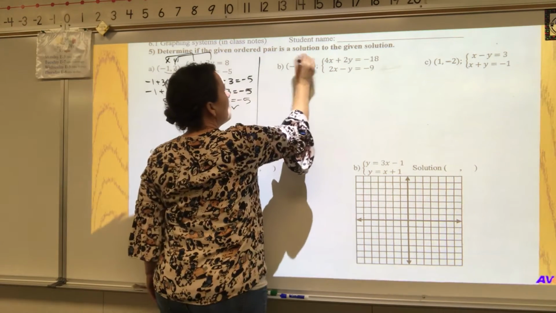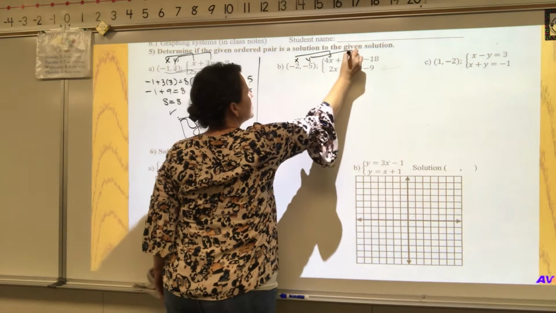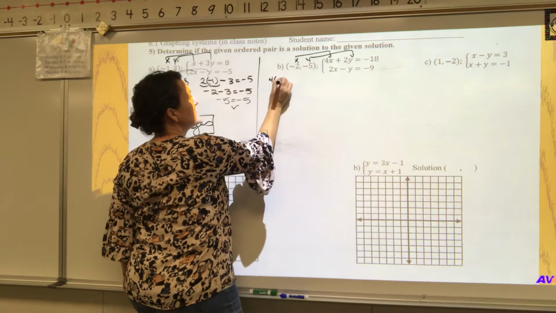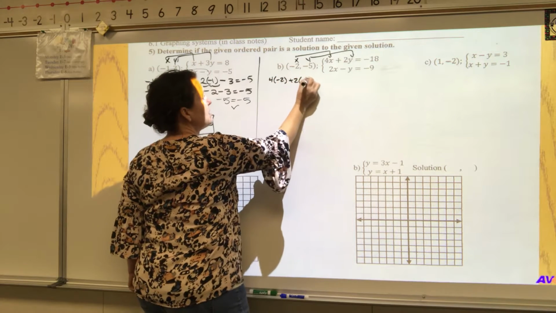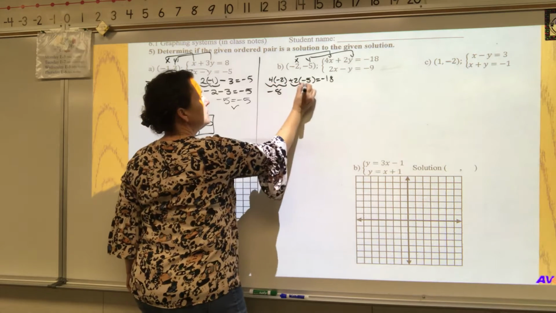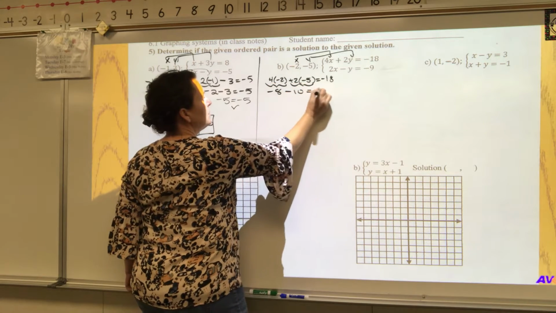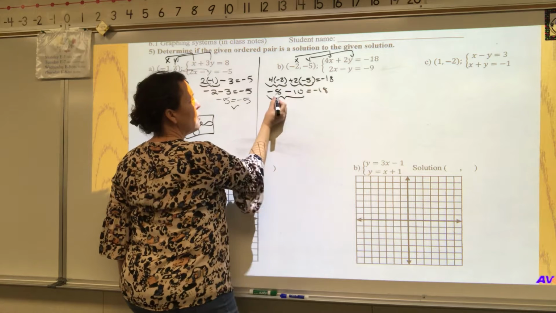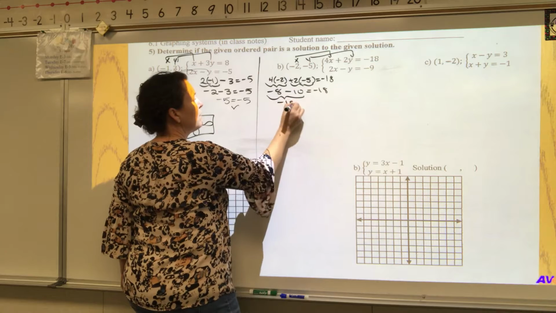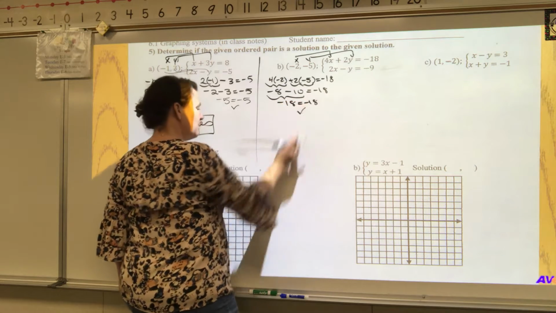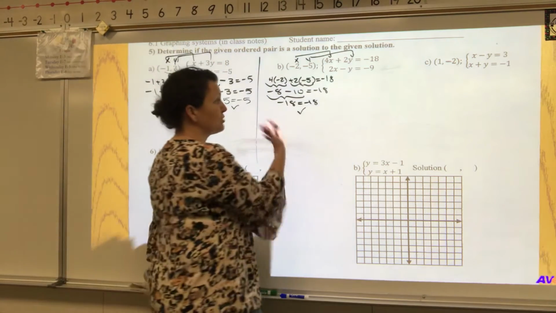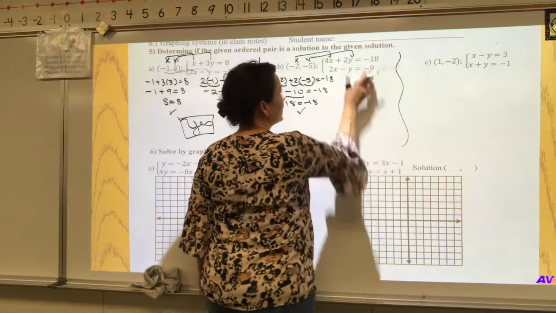So we have X, we got Y. Remember the X is always listed first and the Y is always listed second. So we have 4 times -2 plus 2 times -5 equals -18. We got -8. We got -10. If you're at -8 on the number line and you go back 10 more, you are in fact at -18. And -18 does equal -18. So that one works, but we don't know if the whole system works yet. Remember, we have to try both.